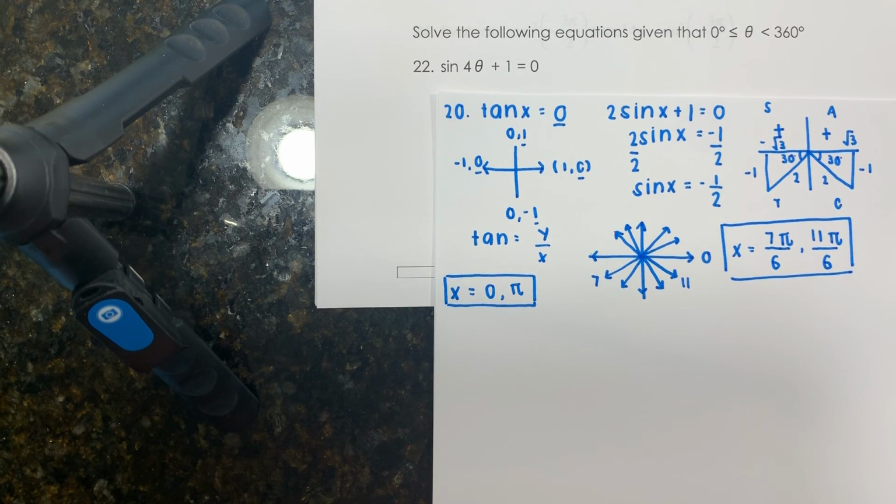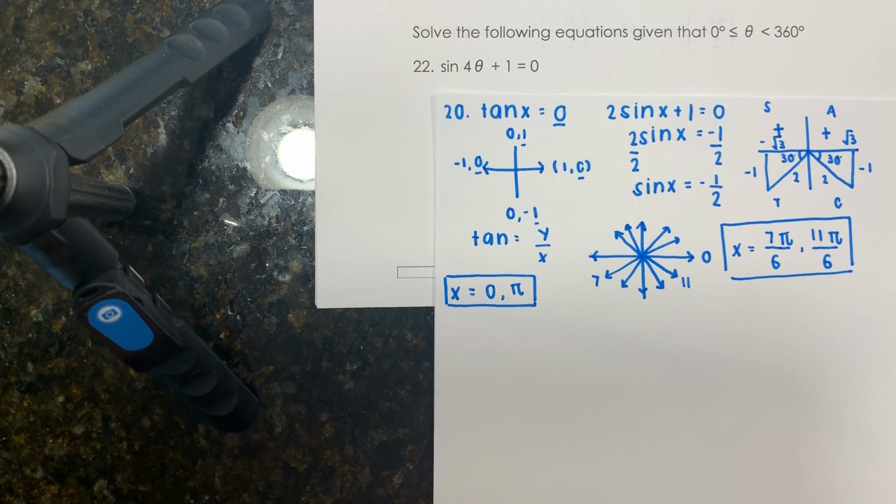Now moving on to number 22. It says that you're supposed to do this in degrees, but I'm going to check the answer key real fast and see if maybe I just typed that wrong. So this is lesson 68, number 22. Oh, they do want the answer in degrees.